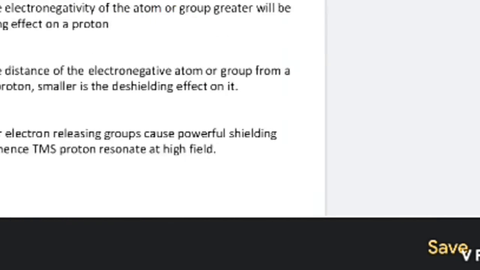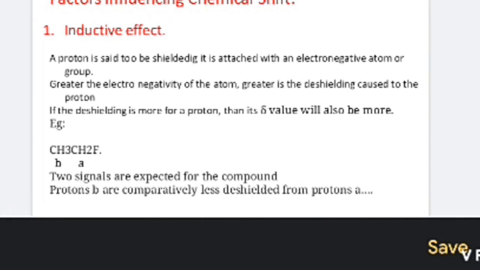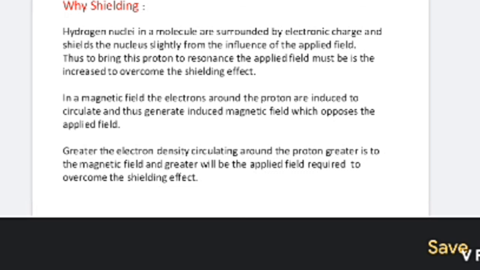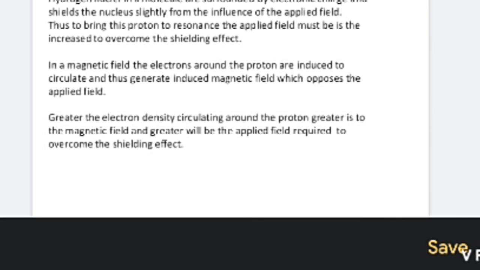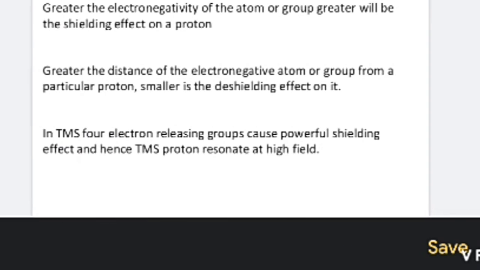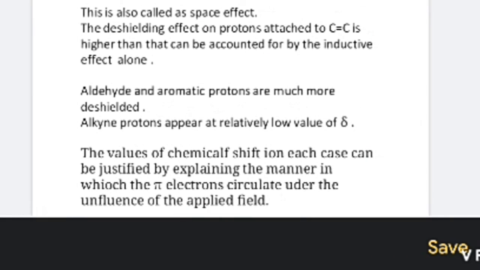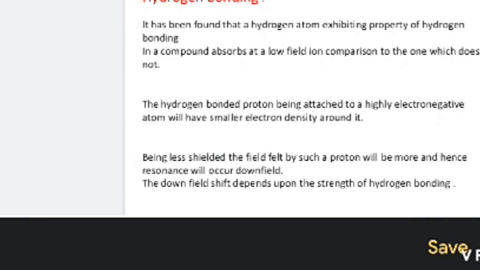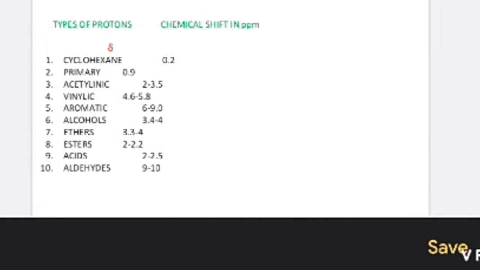So especially we have seen earlier, these are the factors influencing chemical shift: inductive effect, van der Waals deshielding, anisotropic effect, hydrogen bonding. The four factors are influencing. These are the main chemical shifts here.